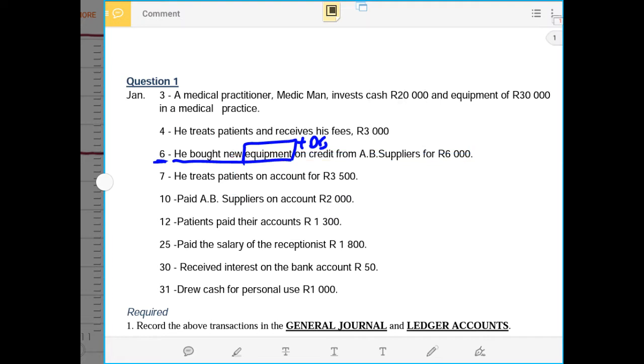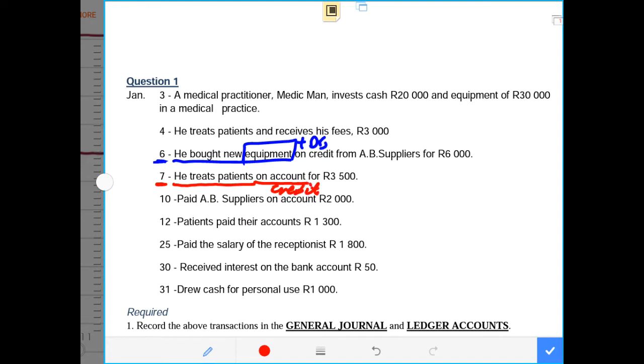And the next entry tells us that it's on the 7th of the month of January. And it says he treats a patient once again, but now it says on account. That means on credit. On account means credit. Meaning after he treated the patient did not pay the money immediately. And that amount was 3,600.